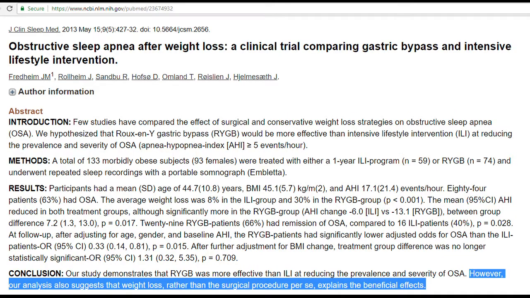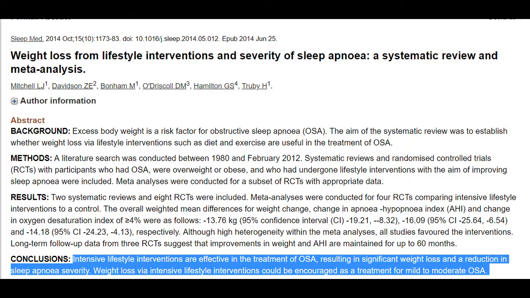And this is what's so important, to look after your health, eat healthy foods, and maintain a nice BMI, not to be overweight, and not to be sedentary. So here we're looking at a clinical trial comparing bypass surgery and intensive lifestyle interventions. So clearly it's very hard to get people to follow a lifestyle intervention, and the bariatric surgery works straight away, but the problem is you're not developing new habits. Weight loss from lifestyle intervention, another study: weight loss via intensive lifestyle interventions could be encouraged as a treatment for mild to moderate obstructive sleep apnea.